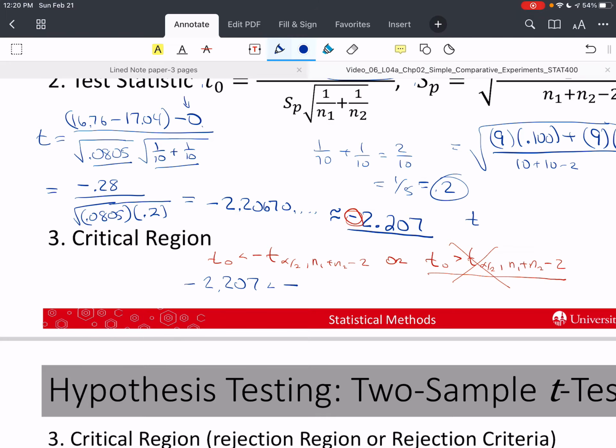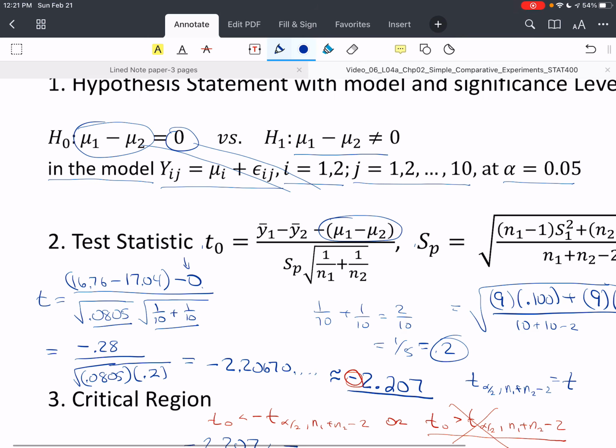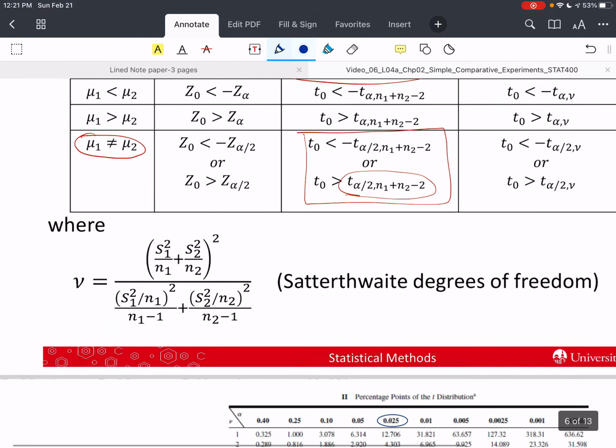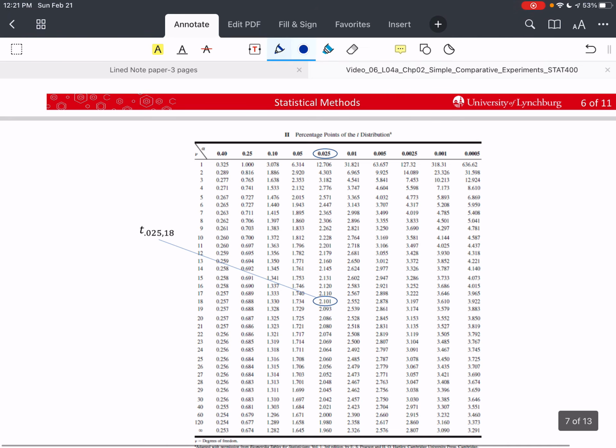So T of alpha over 2, N1 plus N2 minus 2, is equal to T of alpha, which was 0.05. I said that in my hypothesis statement. So half of that is 0.025, and N1 plus N2 minus 2 is 18. So I am looking up this value. Okay? So maybe I'll write that, T 0.025, 18. So negative 2.207 less than negative, now I need to look up T of 0.025, 18.